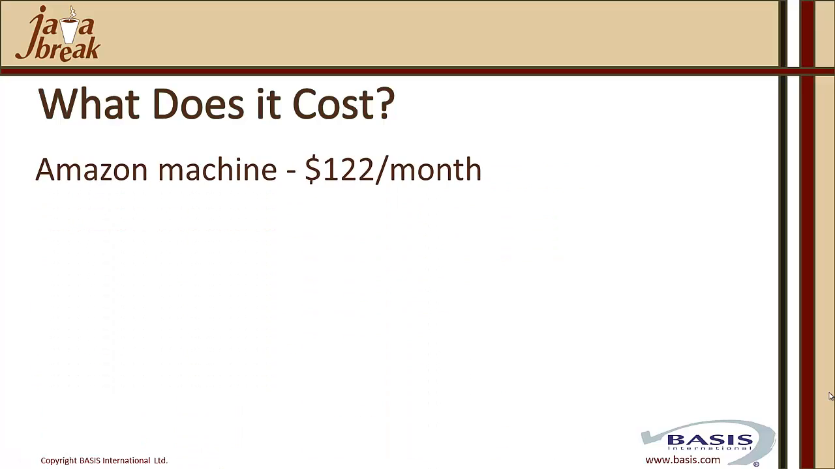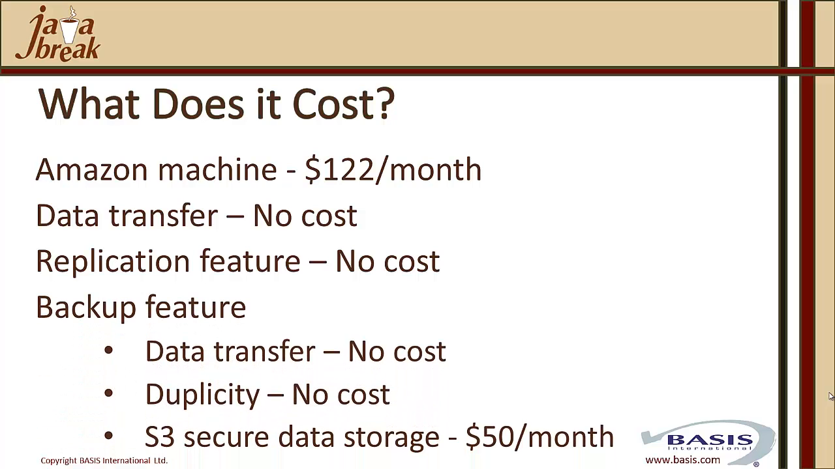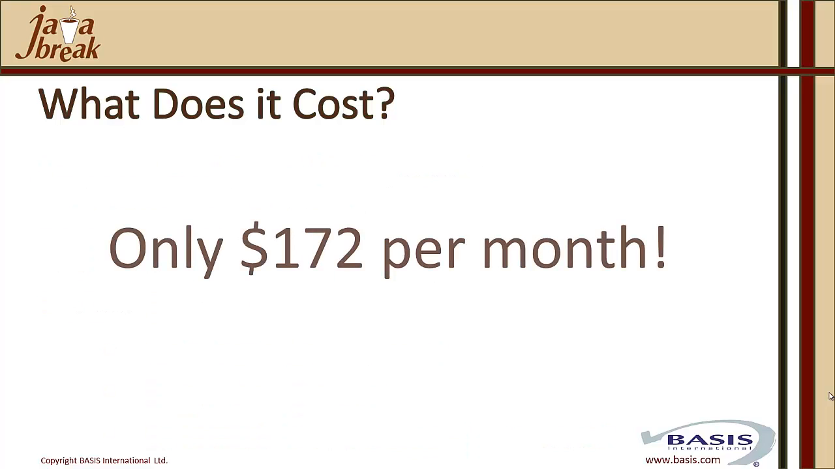So, in a recap, our Amazon machine running 24/7 is approximately $122 a month. There's no cost for data transfer. There's no cost for the replication feature as provided by Basis. The backup feature, there's no data transfer cost. There's no software duplicity cost. And the S3 storage is less than $50 a month. So in total, $172 a month for all this functionality and security.